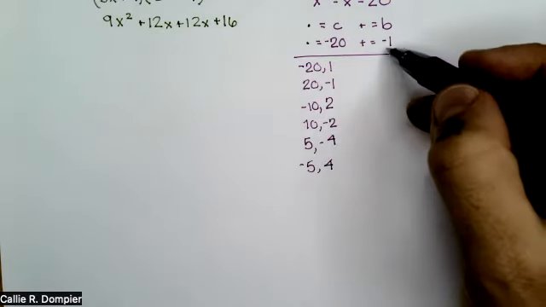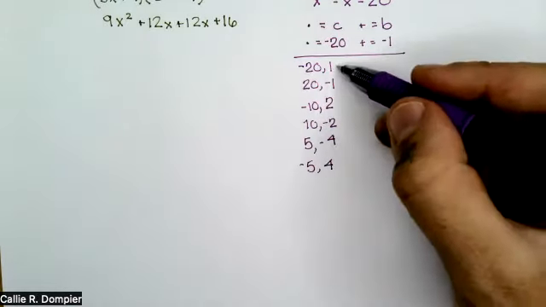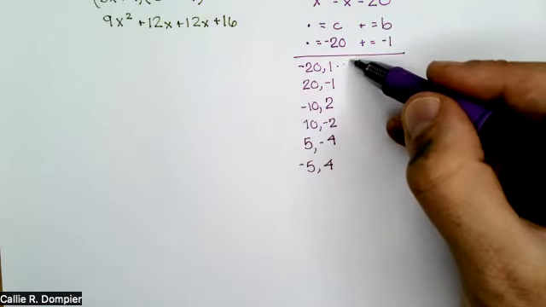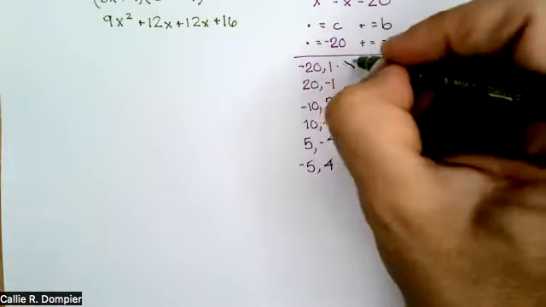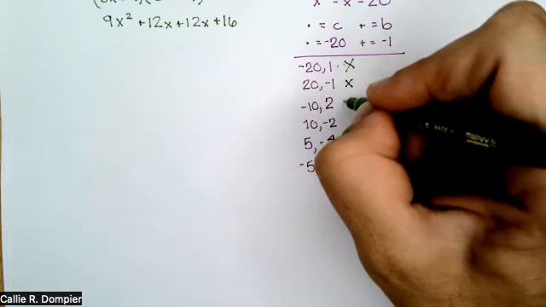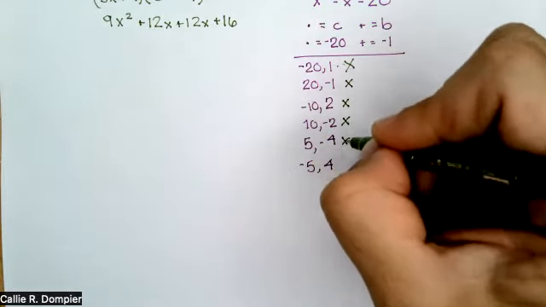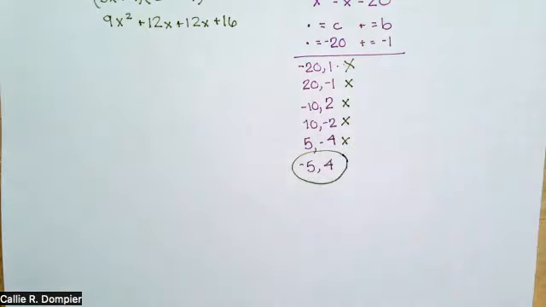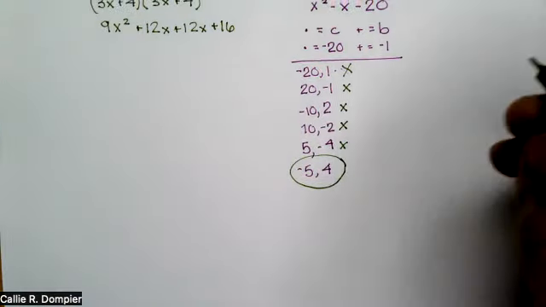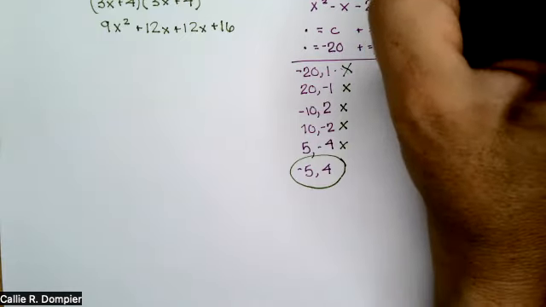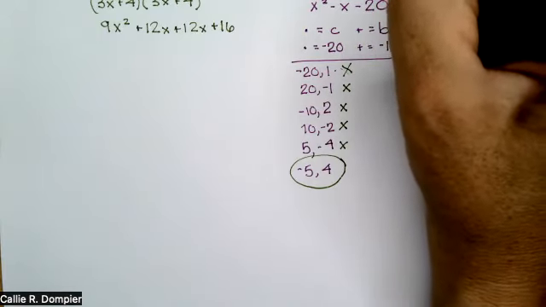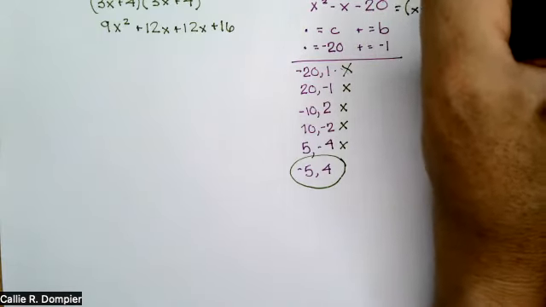All right. Which one of those, if you added them, that would be -19. So that's no. +19, -8, +8, +1. But this one is -1. So we can say that the answer to this is x minus 5 times x plus 4.